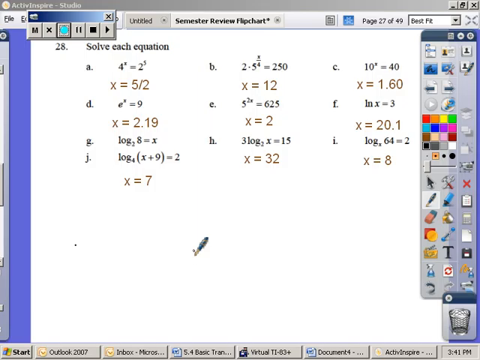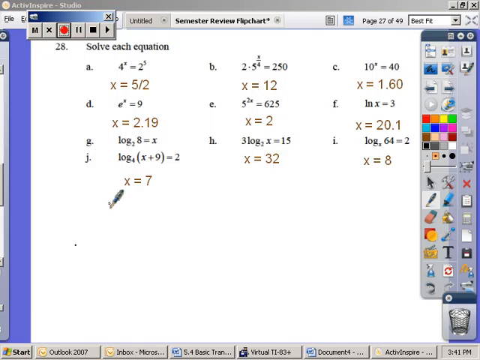Okay, we're going to solve the equations for x. I have all the answers written underneath A through J. I will be working the problems out underneath all the problems. So let's go to letter A.